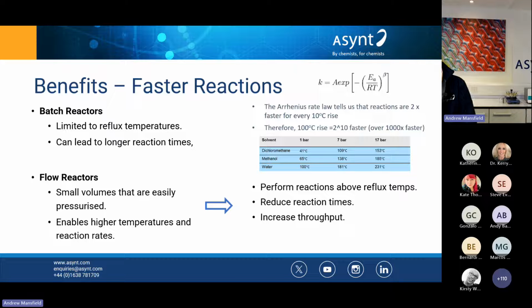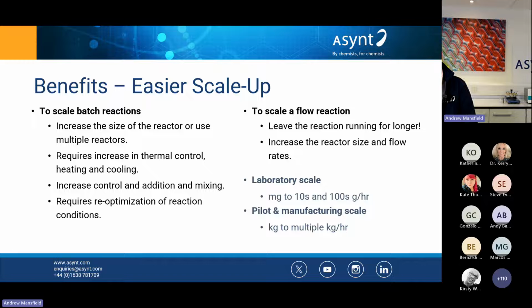So we can increase reaction rates, we can reduce reaction times, and we can increase throughputs. So that's increasing reaction rates. Why is it easier to scale up? And I guess this is just one of the most obvious examples of flow chemistry. If we're looking to scale up a batch reactor, we either increase the size of the reactor or we run multiple reactions to increase the amount of material we produce.